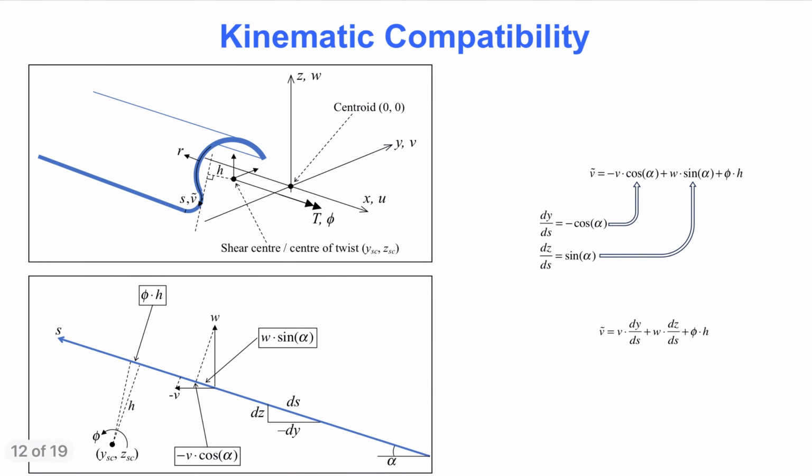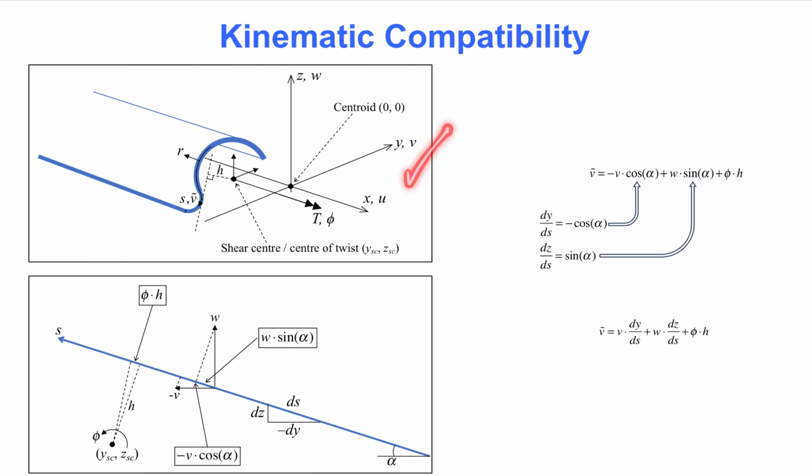The next slide starts the kinematic compatibility derivations. This is a large portion of the theory presented in this video. The ultimate objective is to establish a relationship between the axial strain and the displacements u, v, and w, as well as the torsional rotation, phi. In terms of notation, let the coordinate s follow the center line of the contour of the cross-section and let a lowercase h denote the distance from the center of rotation of the cross-section, namely the shear center, denoted by ysc and zsc, to the tangent of the coordinate line s, as shown in this figure.